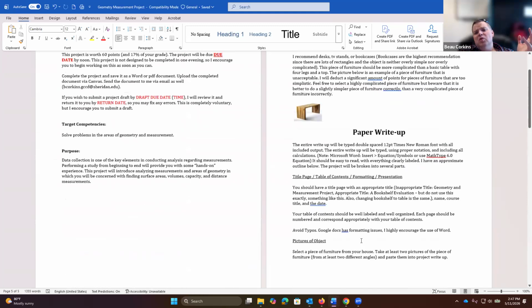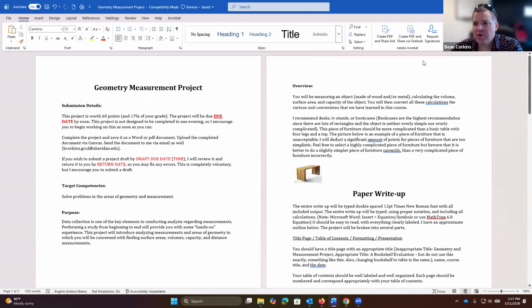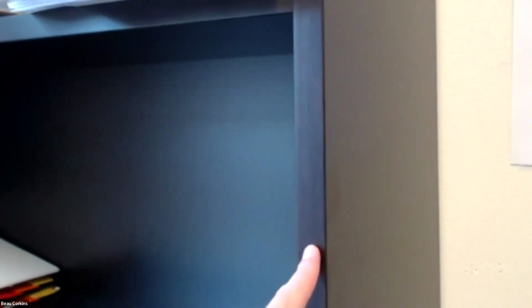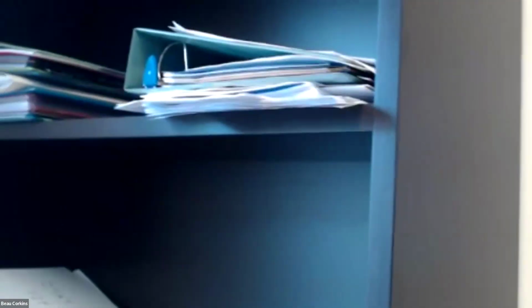One big thing, and I want to make sure that everyone understands what we are doing when we are actually measuring the bookcase. I have a bookcase here. This is the bookcase in my office. We are actually measuring this. This is about 3/4 of an inch by 1 inch by 6 feet. So that's the volume of this side panel. And there are two of them.